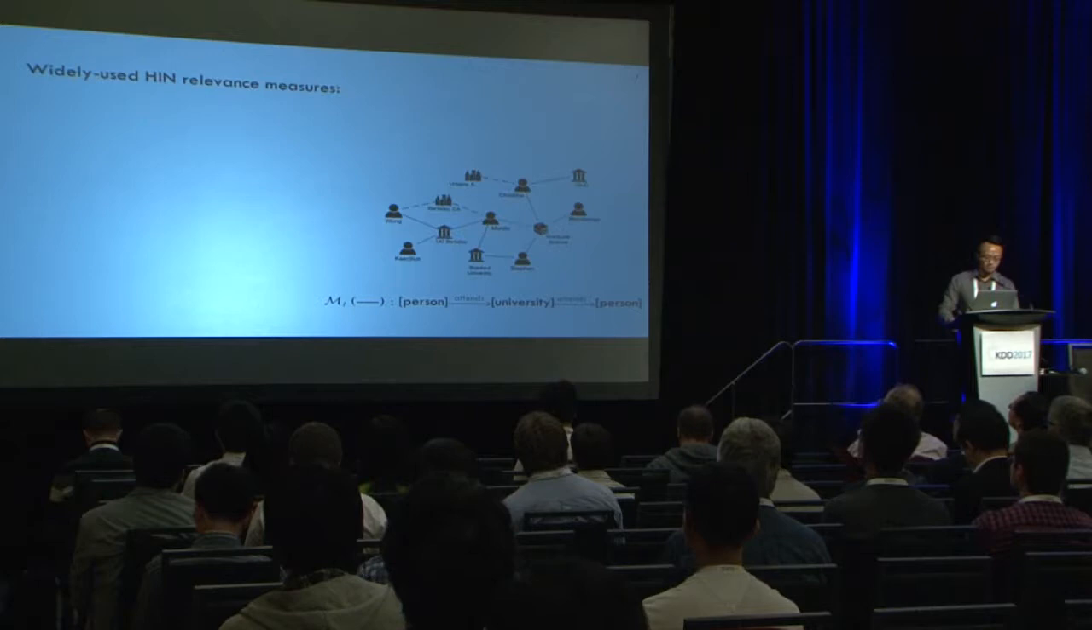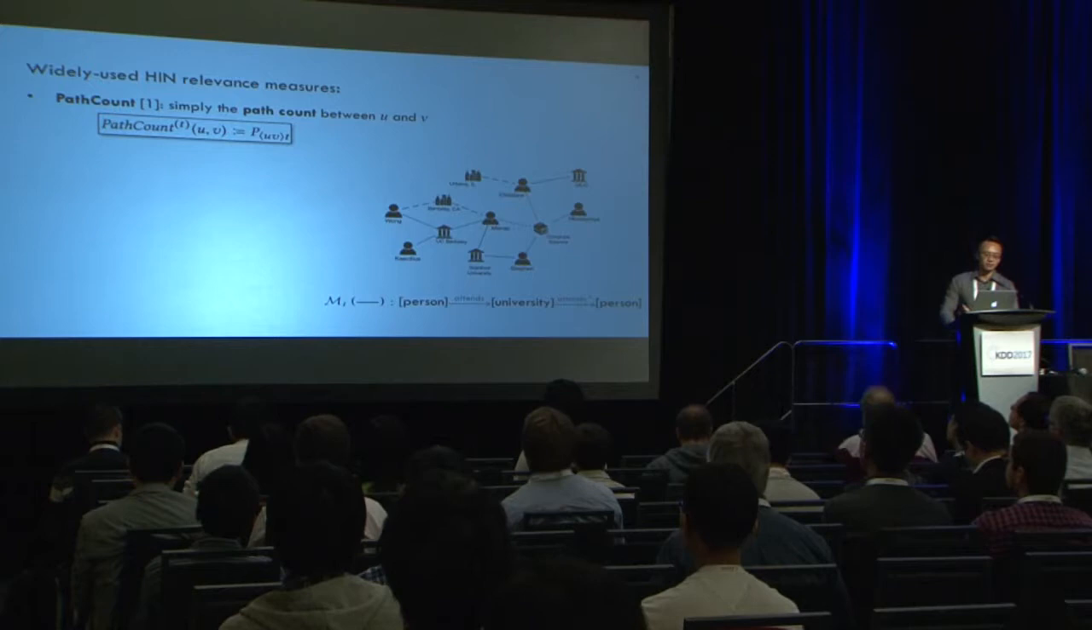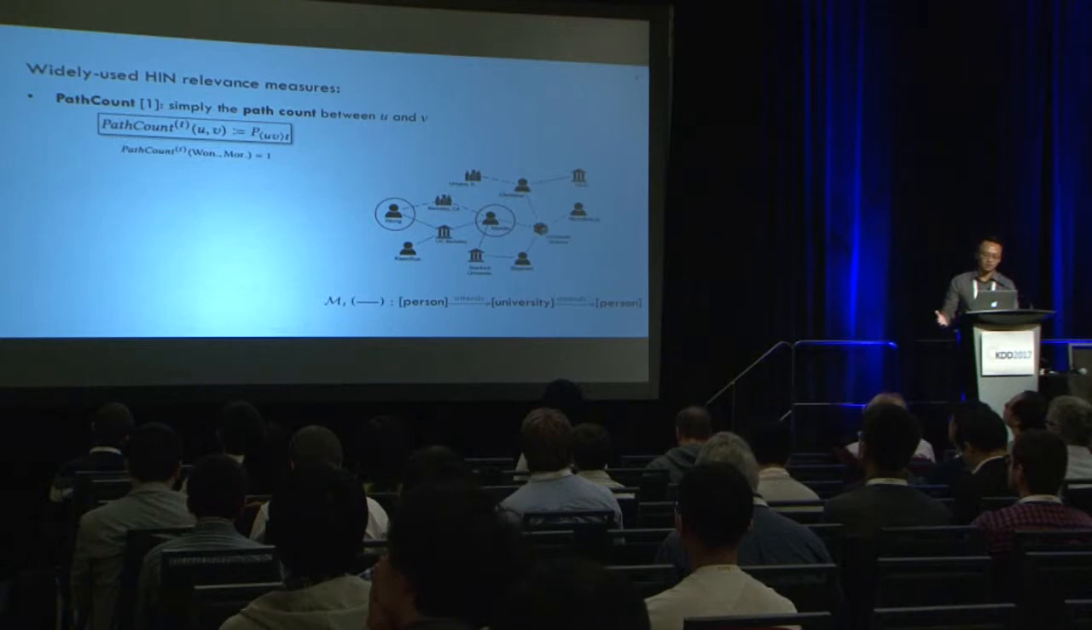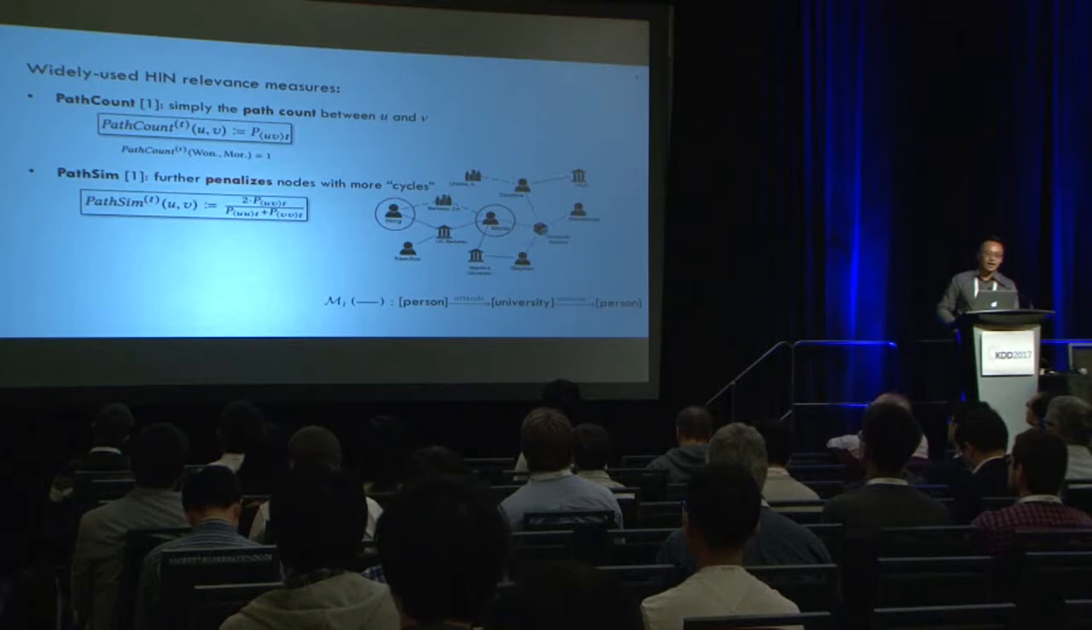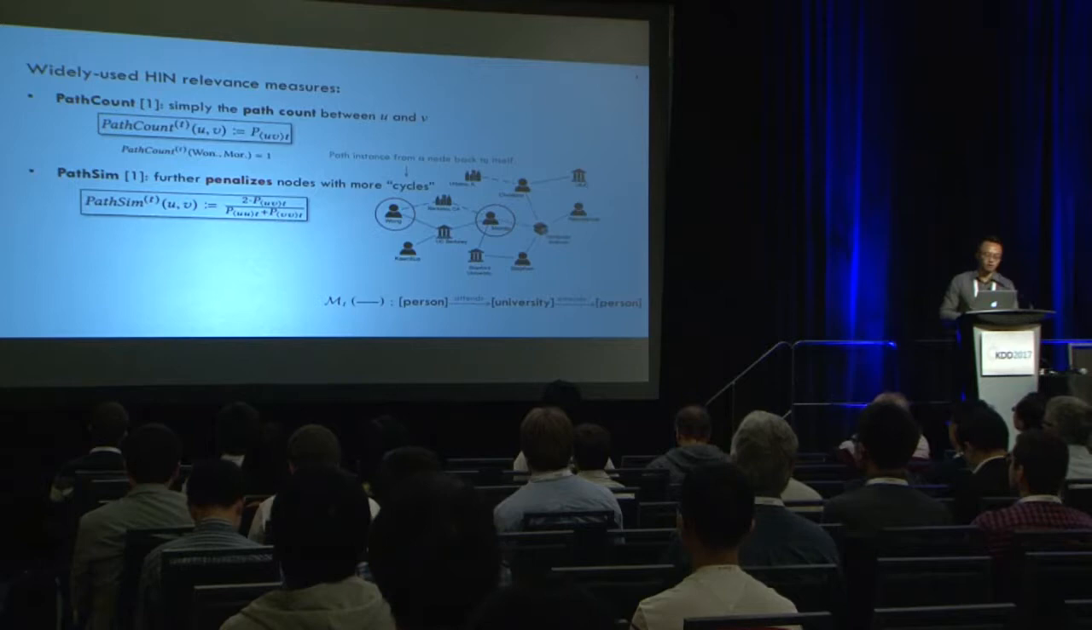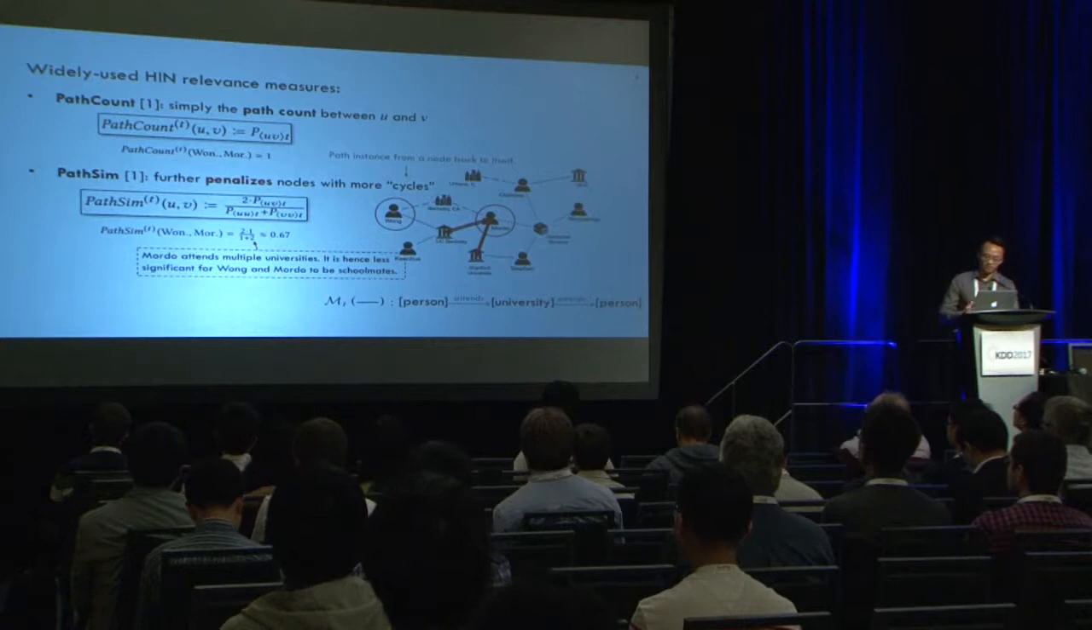On top of that, we have some widely used HIN relevance measures. For a single metapath, path count is probably the simplest and most straightforward one, which is just the count of path instances between a pair of nodes. In this toy network, we have the path count under metapath T between Wang and Mortal to be exactly one. Beyond that, PathSim further proposed to penalize nodes with more cycles. When we say cycle, we mean those path instances from a node back to the node itself. So in this case, Mortal has two cycles, and we penalize this Mortal guy.